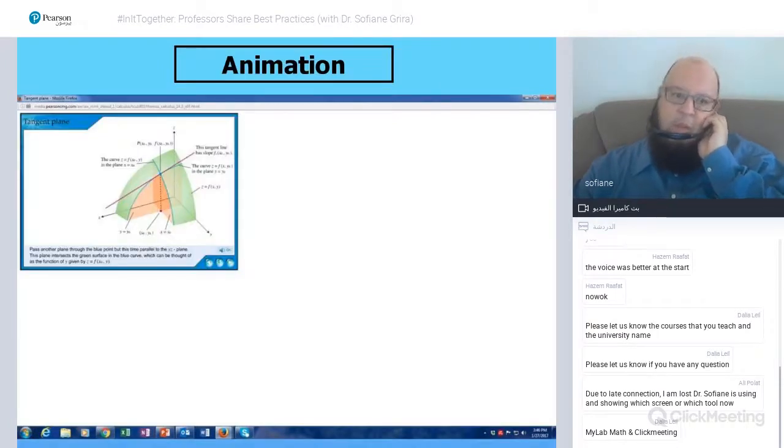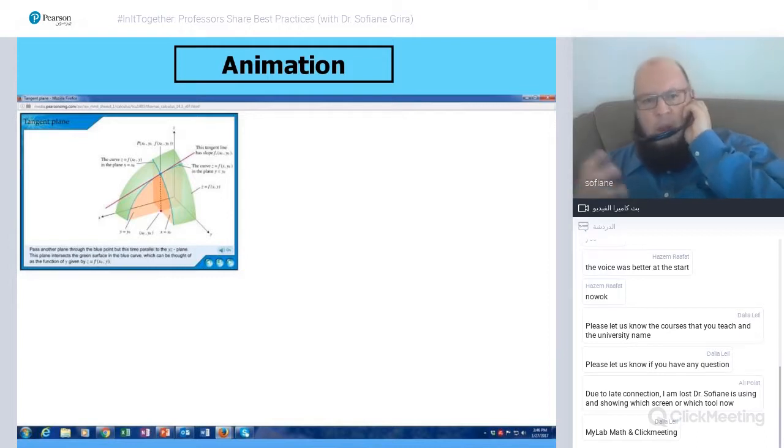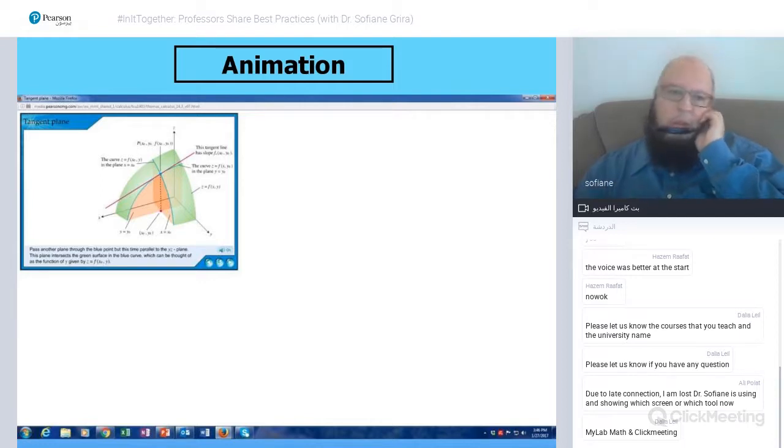This is an animation. For example, when I taught Calculus 3, we teach how to see the function in 3D. The students have a hard time visualizing things in 3D. So I run this animation for them, so they can see how things work in space.